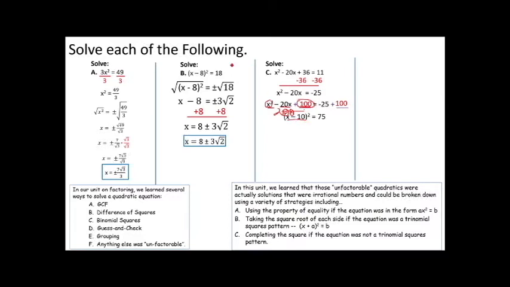Now this one works just like the one over here in example B. To get rid of the square, I'm going to square root both sides. Remember, squares and square roots undo each other, so those are going to go away. Make sure you don't forget your plus minus sign. And then to get rid of that minus 10, I'm going to add 10 to both sides, giving me 10 plus or minus 5 radical 3.